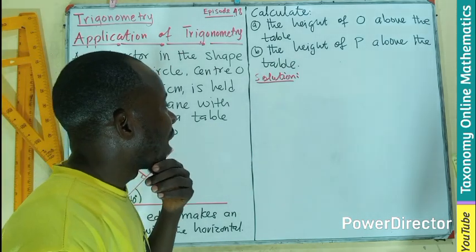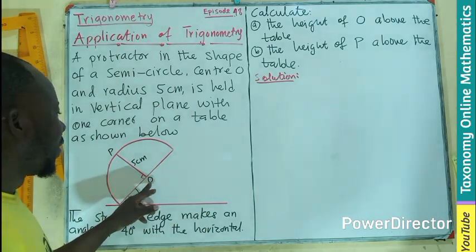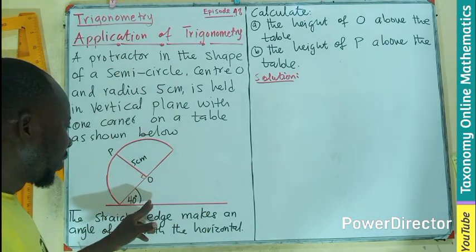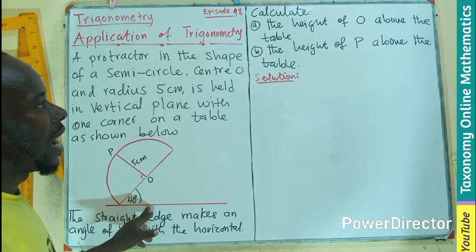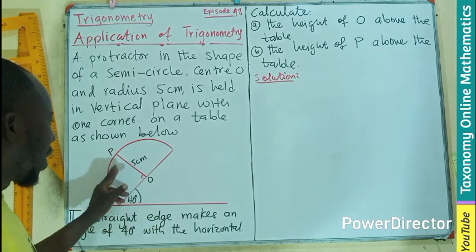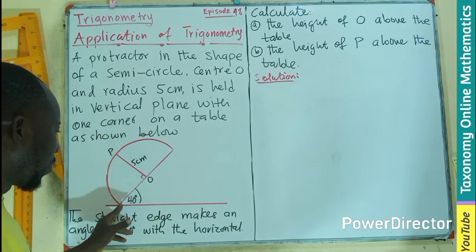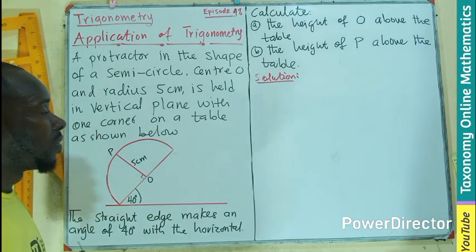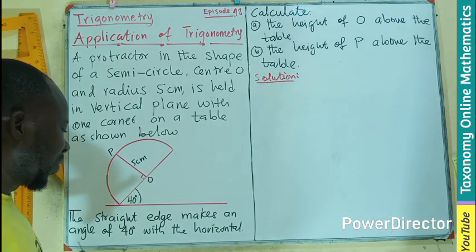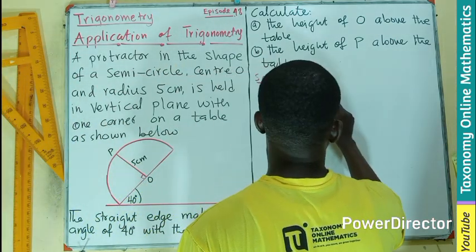Then we are to calculate the height of O above the table, so the height from here to the table. Then the height of P above the table. As I said, if this moves down a bit, the height from here to here will not fall exactly on this. So let's make a sketch of what we are having here as part of the question.